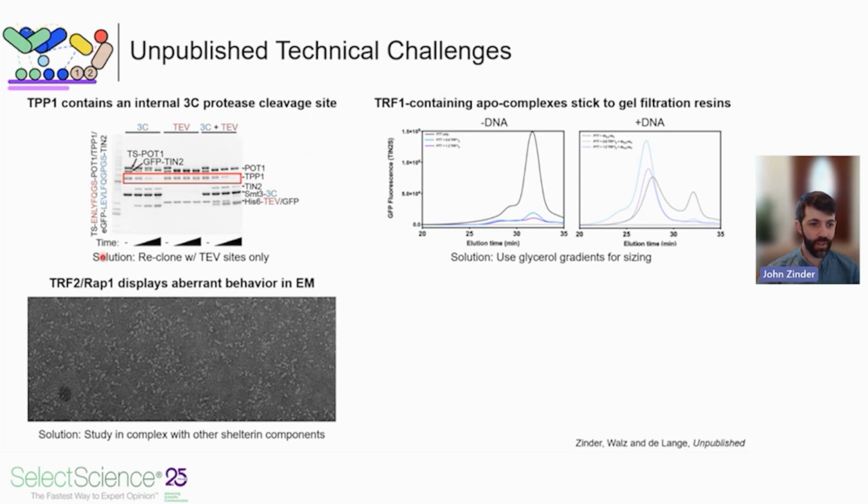And we found actually that this sort of aberrant behavior was not present when we studied it in complex with the other Shelterin components. And so we could only really do the structural studies of reconstituted complexes containing TRF2-RAP1.